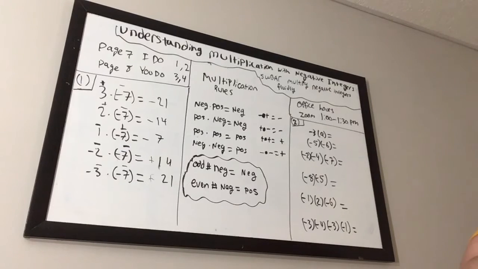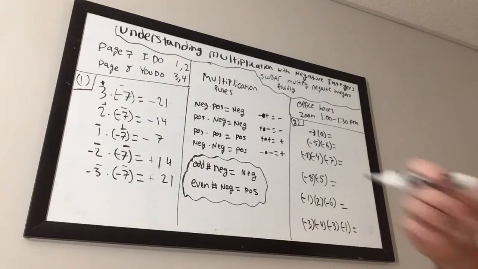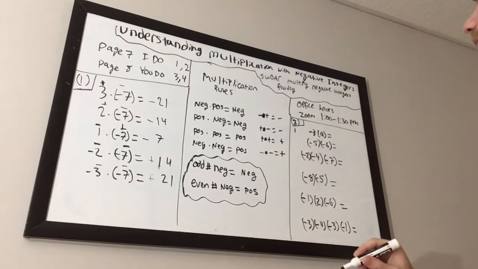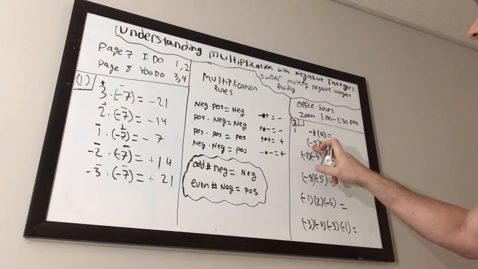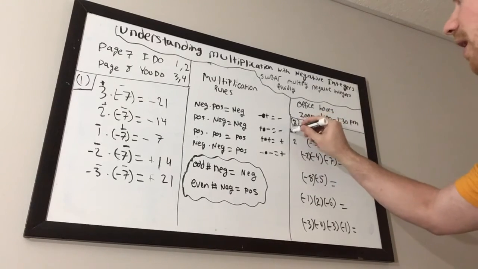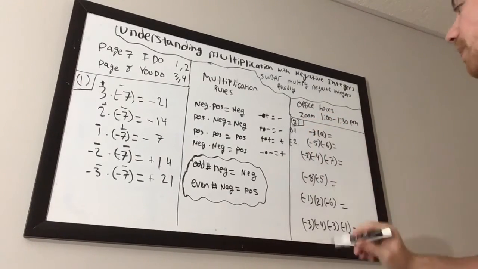Is there an even amount or an odd amount of negatives? Okay, so let's go ahead and do that. We have negative 3 and 9. That is odd, so there's 1. Here, we have negative 5 and negative 6. That's 2. That's even. So label it odd, even.